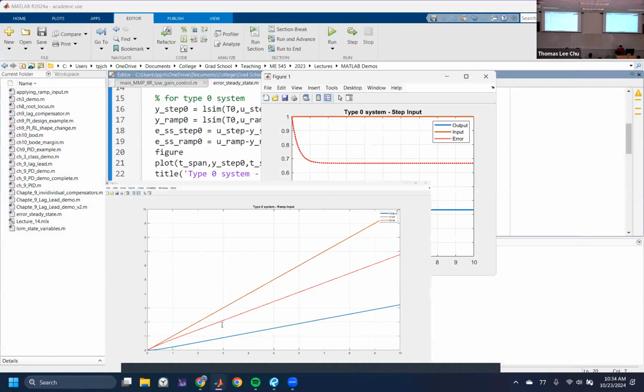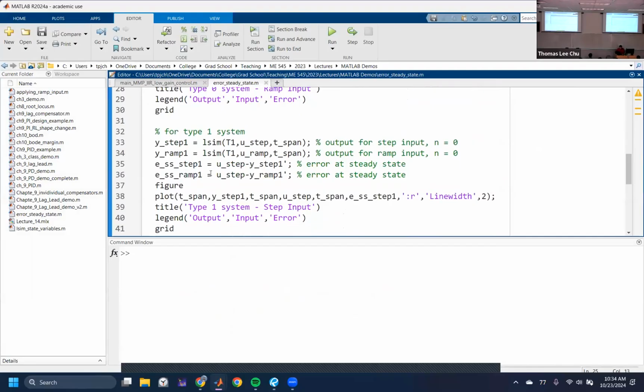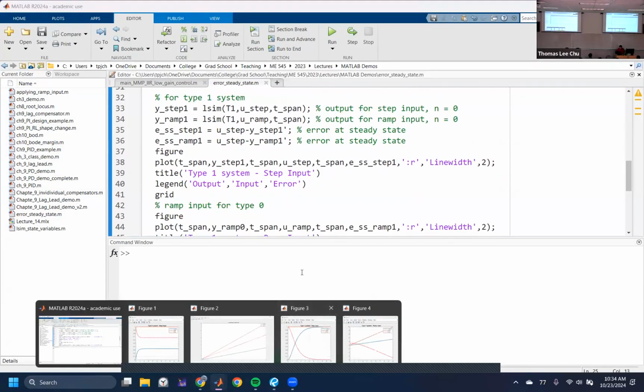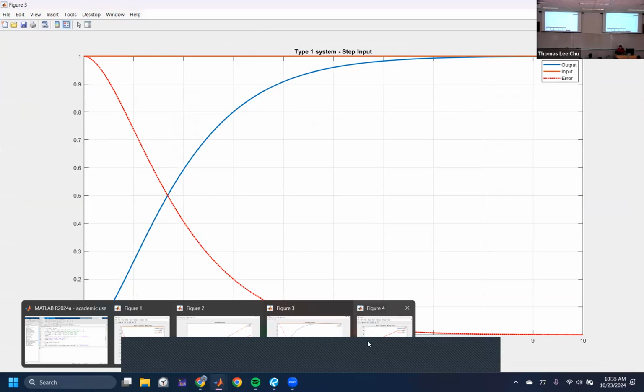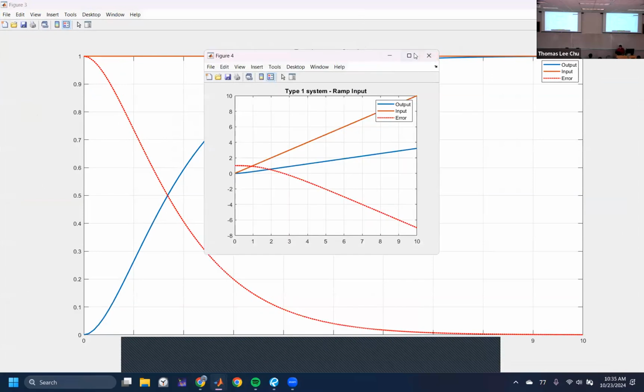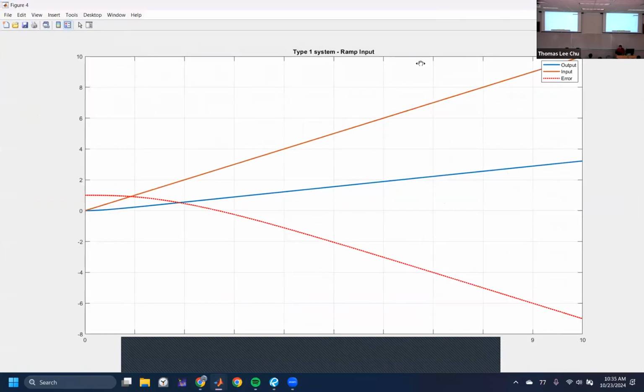And then for the type 1 system, it's a kind of similar story. This is a type 1 system, so we have a pole at the origin for the open loop transfer function. We have our input command, which is 1. That's what we want to be at. The output is going to be this transient response, and it converges to 1. So you can see the error drop down to 0, which tracks because type 1 systems have 0 steady state error for a step input. And then here we have a type 1 ramp input.